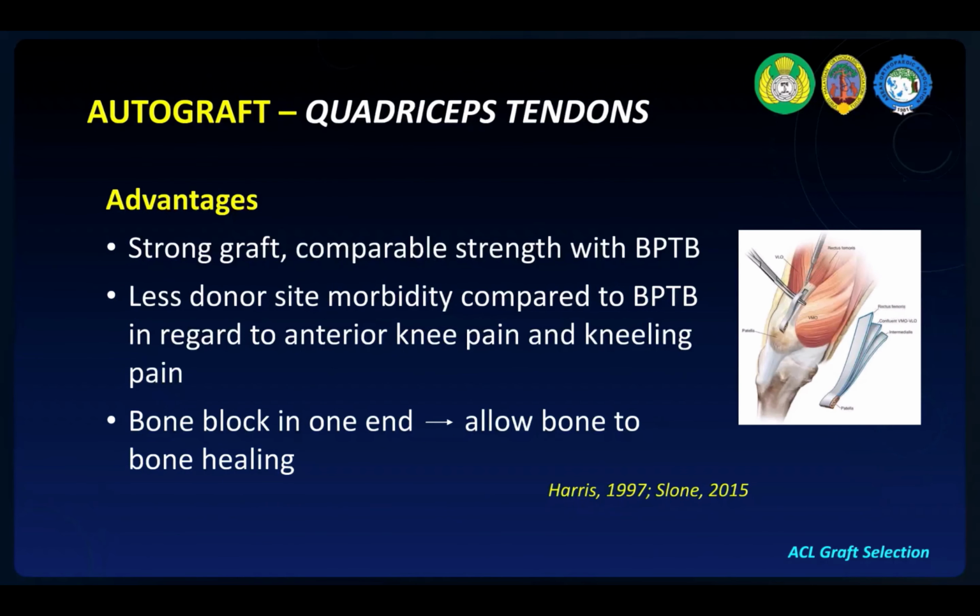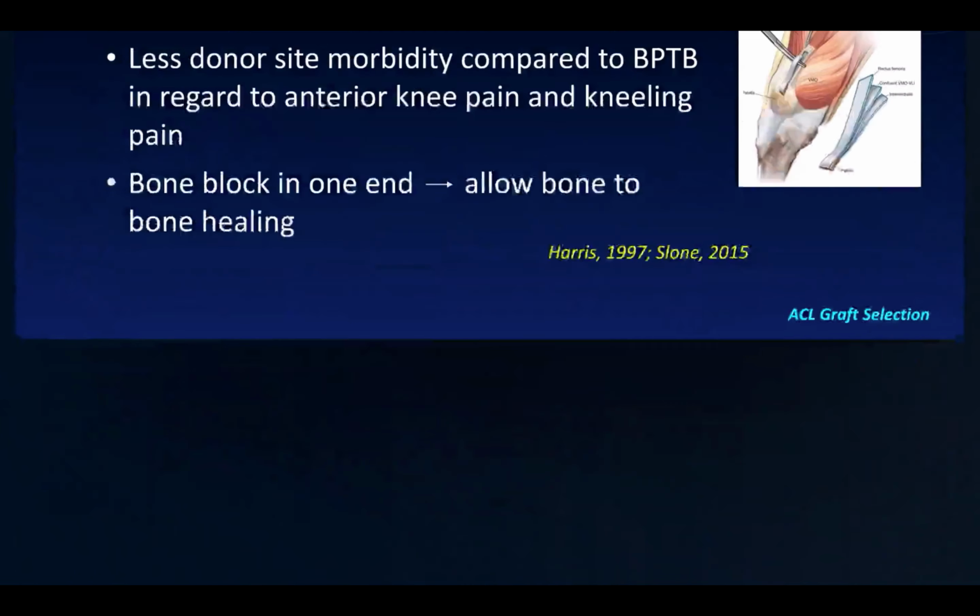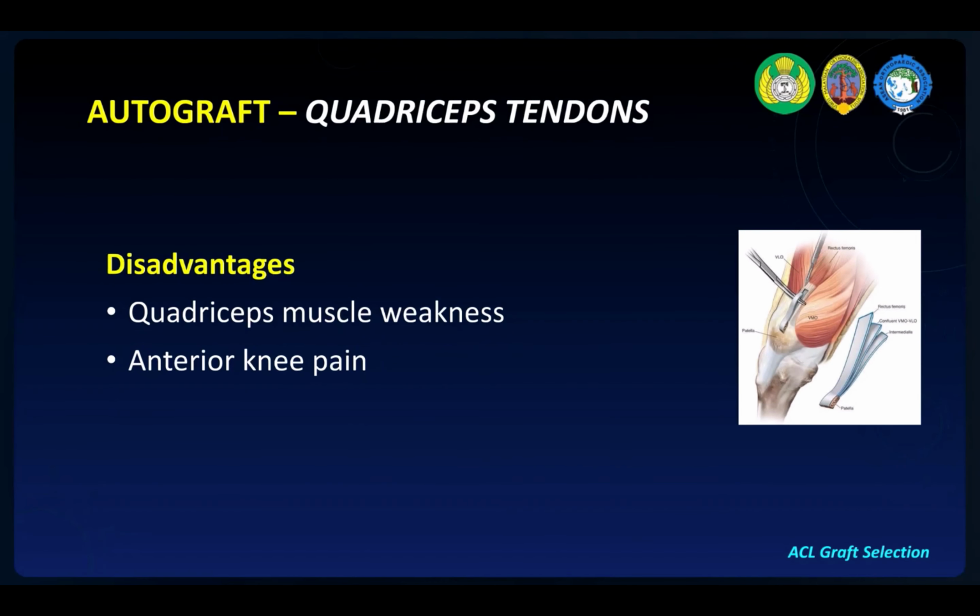The other graft is quadriceps tendon. The advantages of quad tendon are: it's a strong graft, comparable with BPTB, and has less donor site morbidity compared to BPTB in regard to anterior knee pain and kneeling pain. It has a bone block on one end, so it has good bone-to-bone healing. The disadvantages are quadriceps muscle weakness and anterior knee pain.